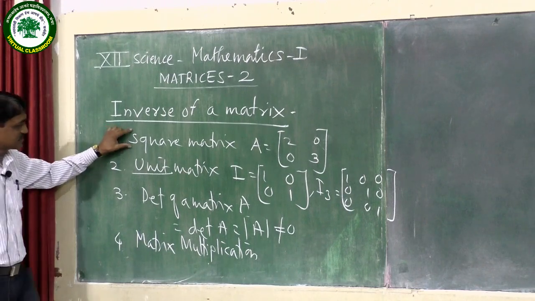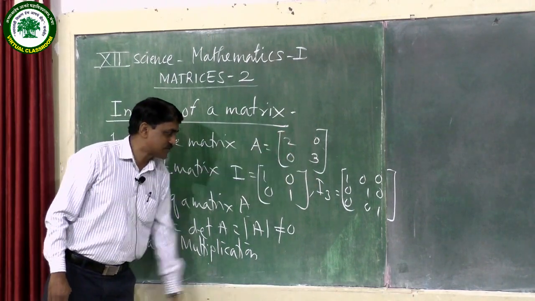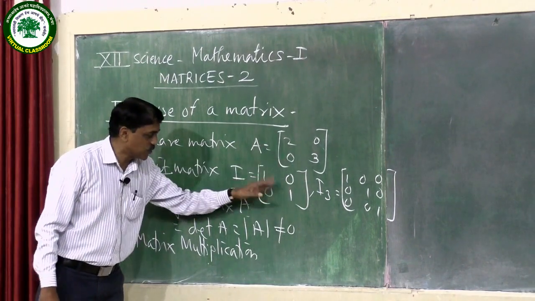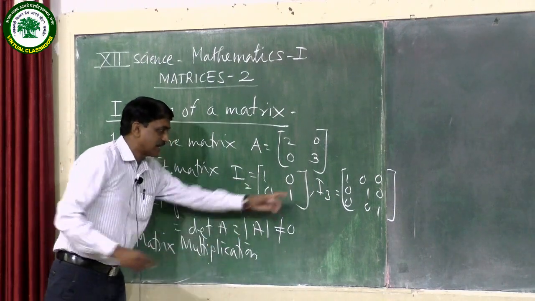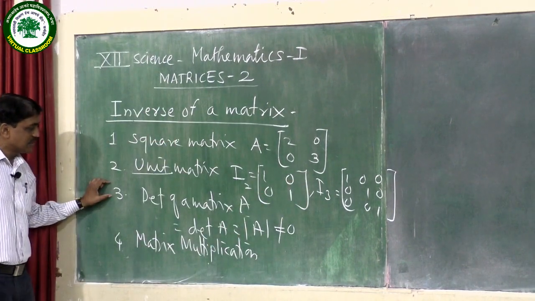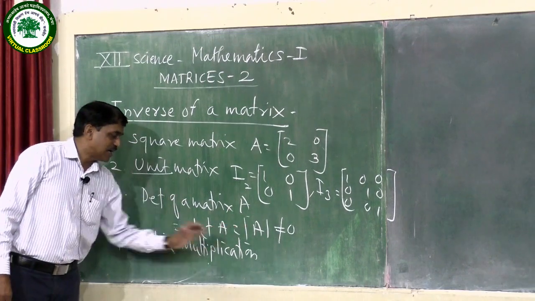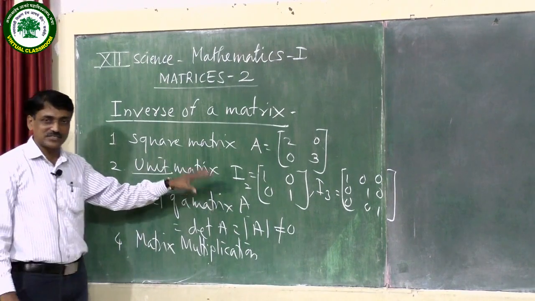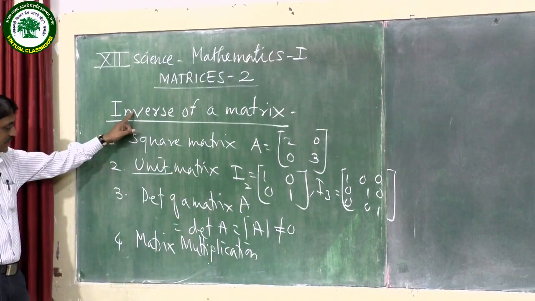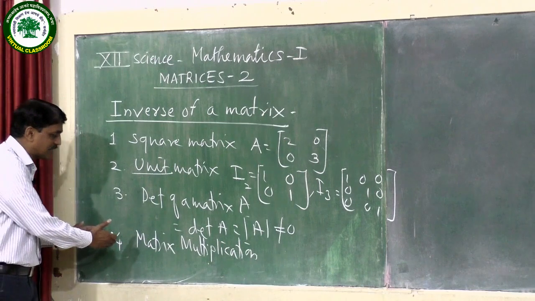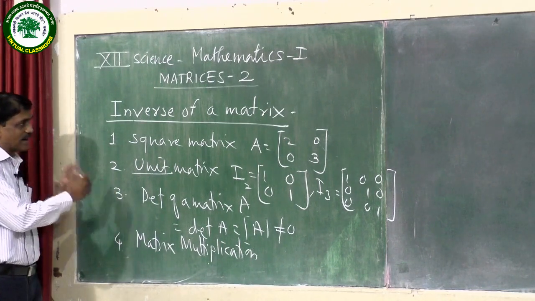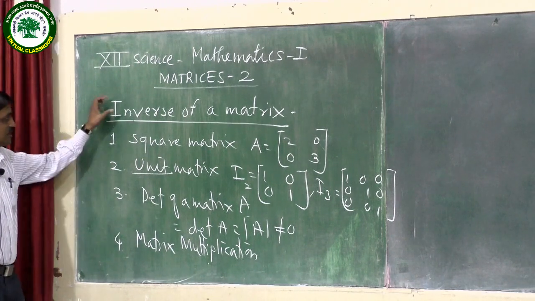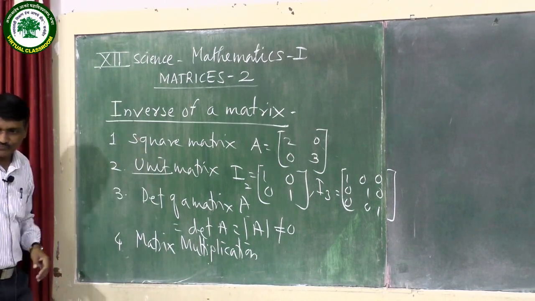The first one is square matrix, same number of rows, same number of columns. Second one, unit matrix, the another name is identity matrix, I 1 0 0 1 or I3, this is I2, like this. Third one is determinant of a matrix, determinant A, it should be non-zero, that is the matrix should be non-singular, then only its inverse exists. This is the condition for the existence of inverse of a matrix. And the fourth one is matrix multiplication of 2 matrices. If we know all these 4 things, we can find inverse of a matrix.